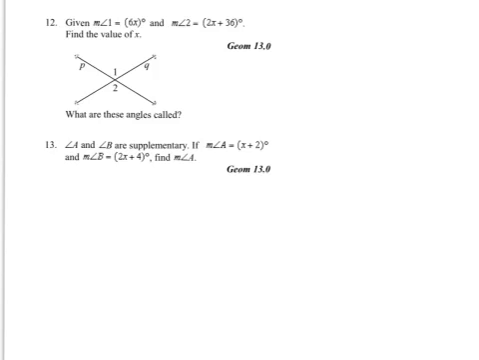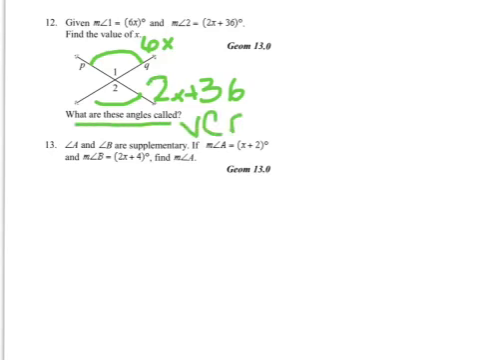So number 12, it says if angle 1 is 6x, so right here I'm going to put a 6x, and angle 2 is 2x plus 36. First of all, they want to know what are these angles called, and those angles are called vertical angles. And vertical angles are equal.